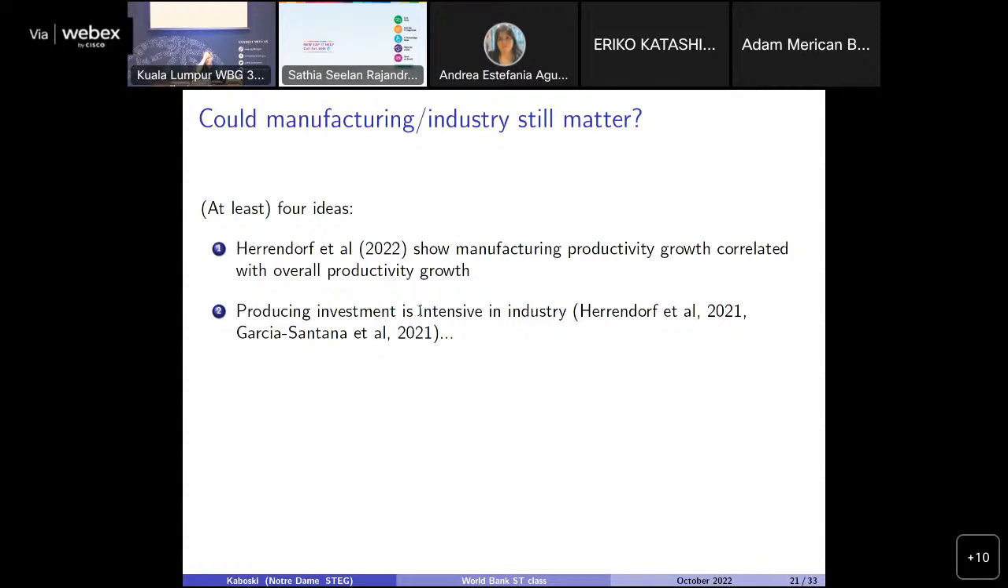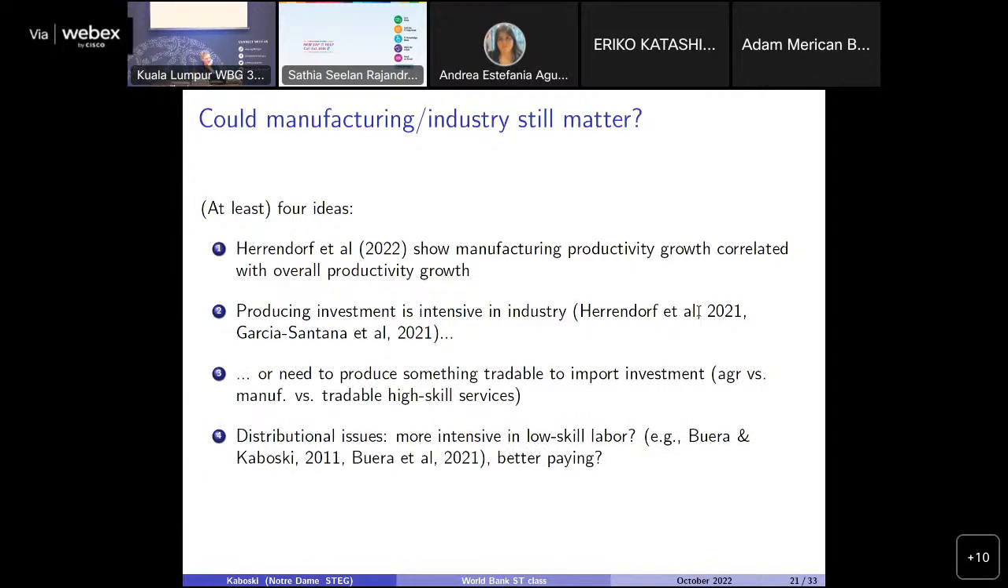A second one, related to the talk earlier today, is that producing investment is intensive in industry. One of the ways you grow is by investing, and if manufacturing is important for investing, manufacturing or industry might be particularly important. Again, the Herrendorf et al. paper, the Garcia-Santana et al. paper, this is Econometrica, this one's in Restud, both have that flavor to it.